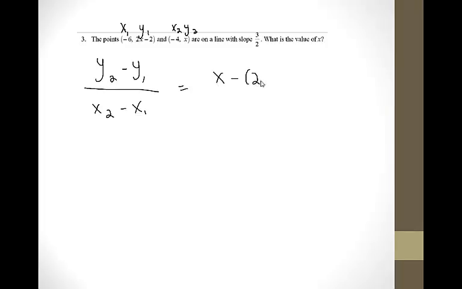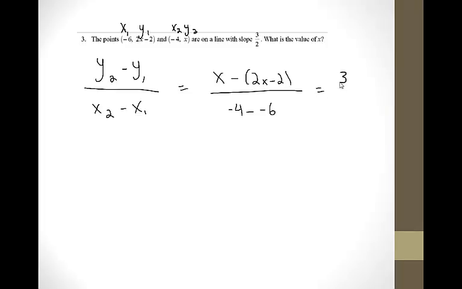Okay, the points -6, 2x minus 2, and -4x are on a line with slope 3/2. What is the value of x? So label your points, and you're going to use the slope formula. So this is the slope formula. And you're going to use this formula because we know the slope. So we can set this up.